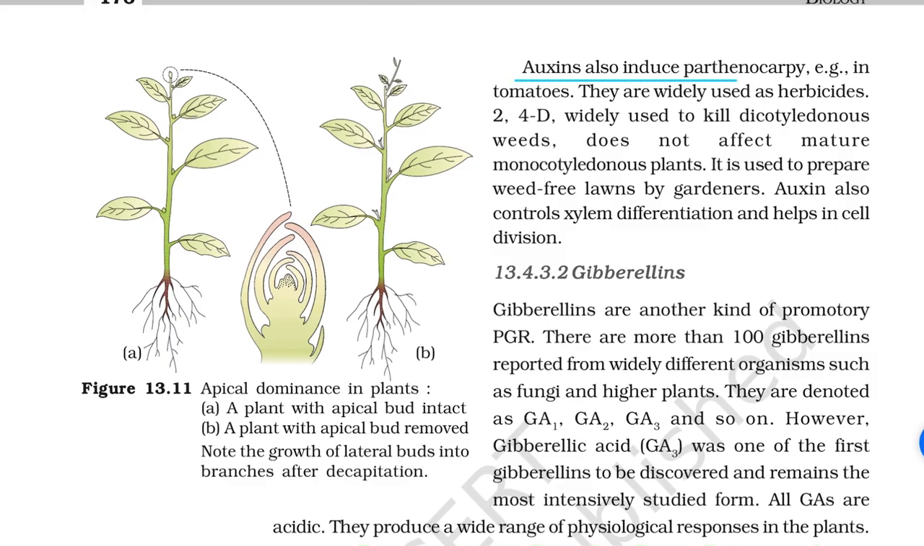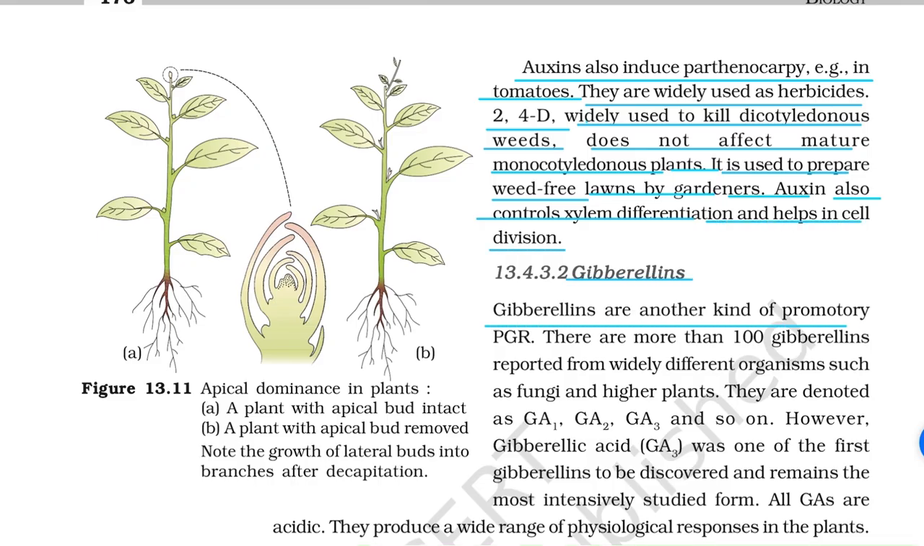Auxin also induces parthenocarpy, for example in tomatoes. They are widely used as herbicides. 2,4-D, 2,4-dichlorophenoxyacetic acid, is widely used to kill dicotyledonous weeds. It does not affect mature monocotyledonous plants. It is used to prepare weed-free lawns by gardeners. Auxin also controls xylem differentiation and helps in cell division.